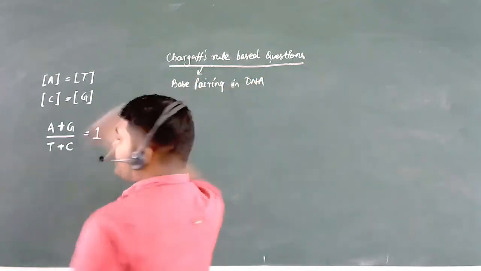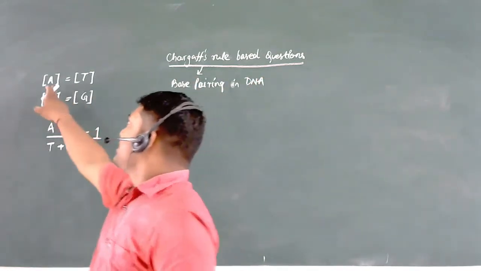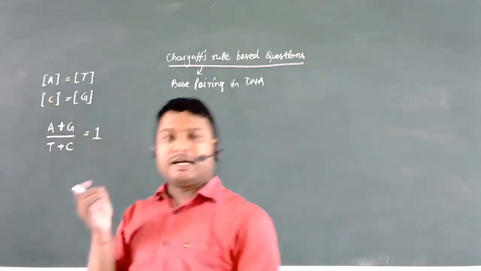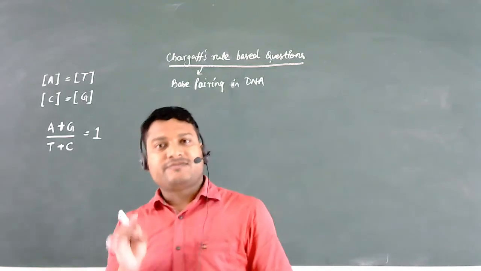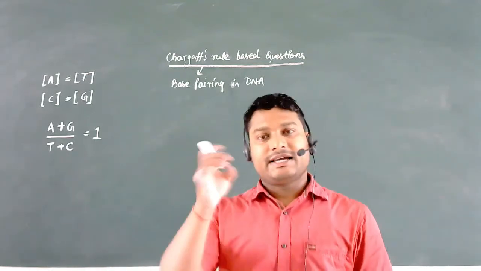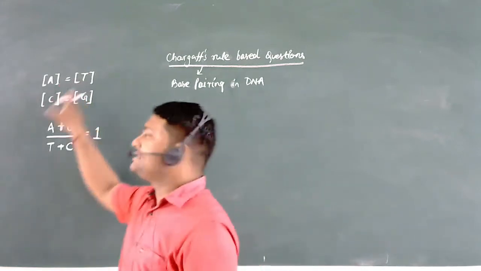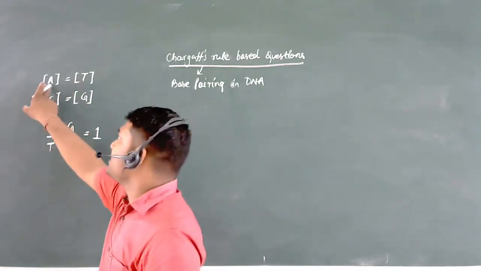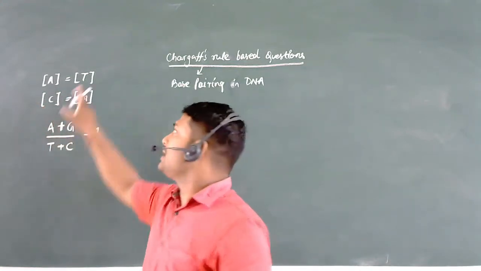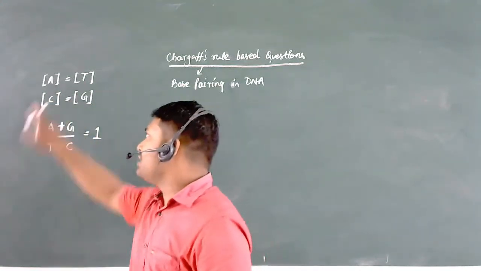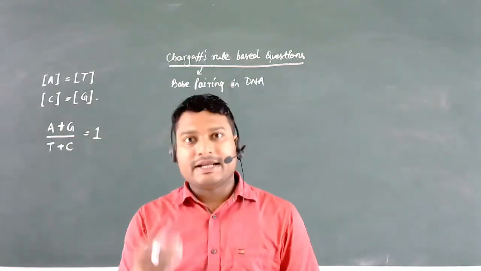If we summarize what he was trying to say, A, T, C, G are the four nitrogenous bases in DNA. We don't have uracil here. The amount of adenine is going to be equal to the amount of thymine, and the amount of cytosine is going to be equal to the amount of guanine. And why is it so?